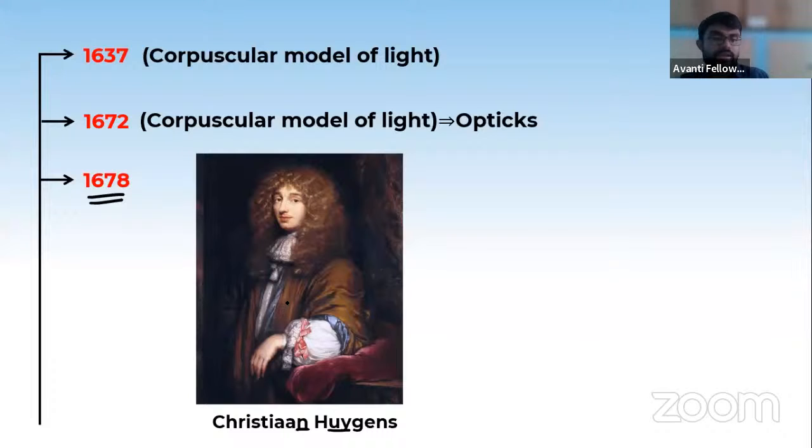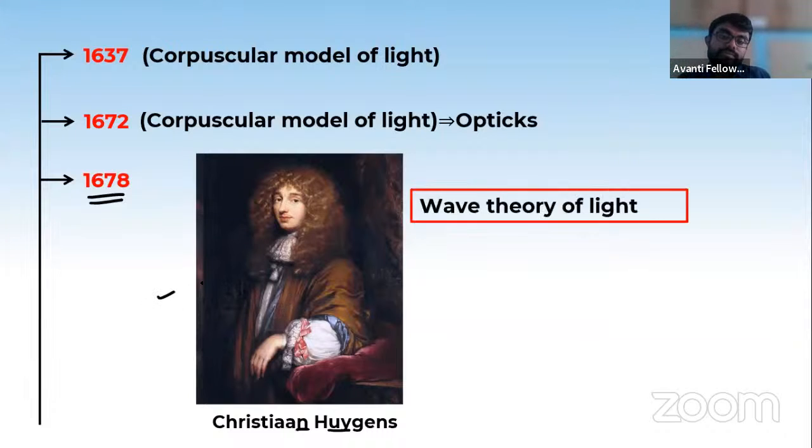In 1678, Christian Huygens, what did he do? He has given the wave theory. So students, we studied in the dual nature, you will study it in the future actually. There is something known as the dual nature of light: for some experiments light behaves as a particle, and for some experiments light behaves as a wave.